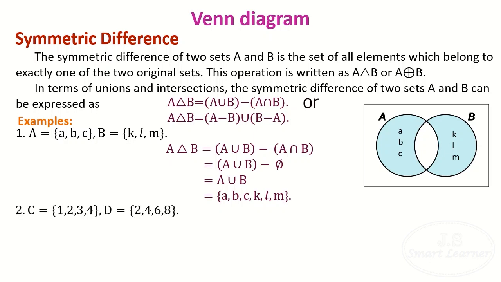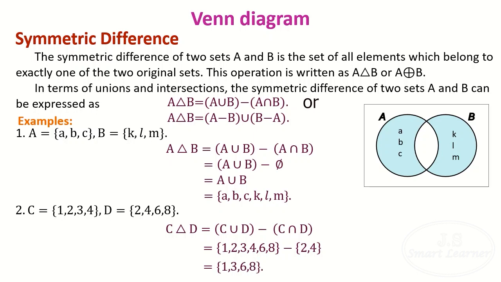Second example, take two sets C and D. The symmetric difference of sets C and D is equal to C union D minus C intersection D. The elements of C union D are 1, 2, 3, 4, 6, 8. Here we combine all elements of sets C and D without repetition, minus C intersection D. Here we should write the common elements in both the sets C and D. That is equal to the set of elements 1, 3, 6, 8. That is the symmetric difference of sets C and D.